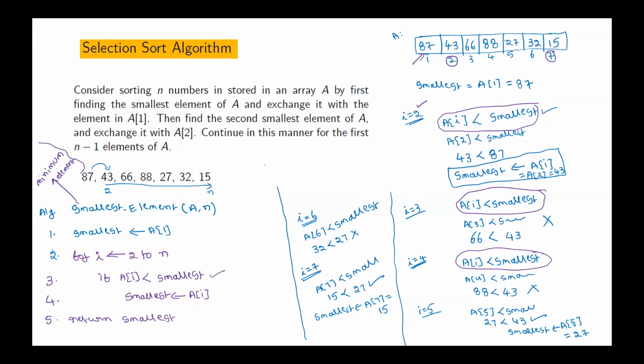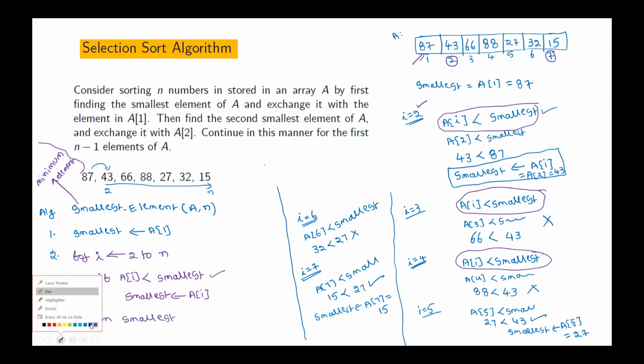You tell me, what is the running time of this smallest element or minimum element finding algorithm? N minus 1. What is its order of growth? N, sir. Its order of growth is N, no?